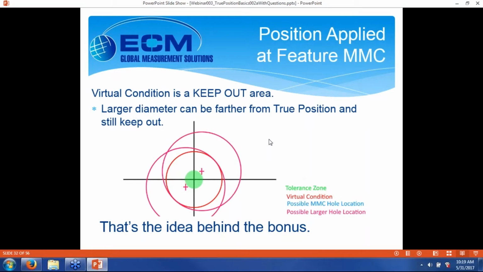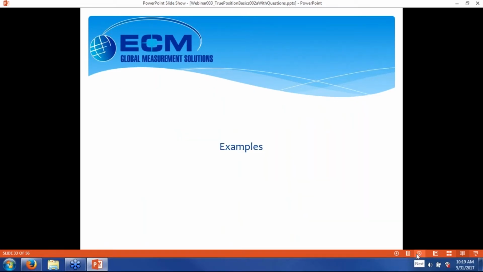So virtual condition is really a keep out area, right? A larger diameter can be farther from true position and still keep out. That's the idea behind the position bonus for MMC. All right, on to some examples.